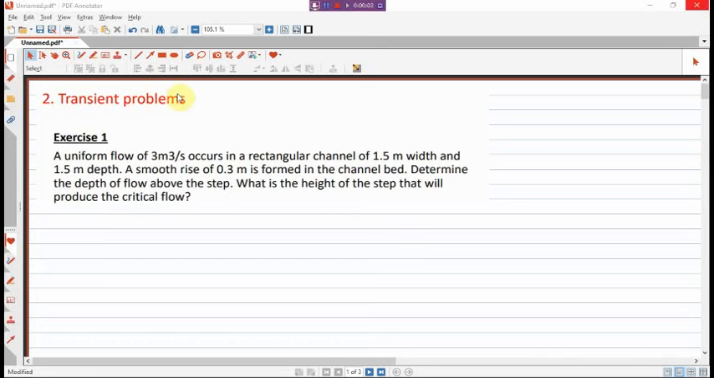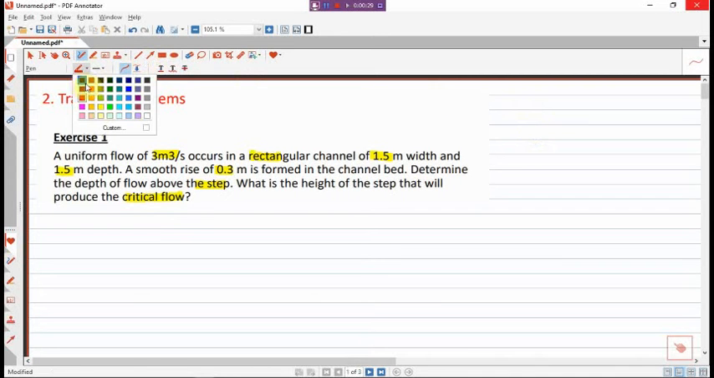Here we are going to look at the transient problem. A uniform flow of 3 meter cube per second in a rectangular channel is 1.5 meter width and 1.5 meter depth. A smooth rise of 0.3 is formed in the channel bed. Determine the depth of flow above the step. What is the height of the step that will produce the critical flow? So these are the questions given here.